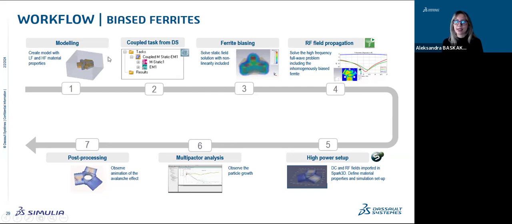First, a nonlinear static magnetic field simulation is performed to obtain the biasing field for the ferrite material. And then a radio frequency simulation will proceed. The big advantage is that you can do everything in one environment. Easy to go from one domain to the other with the same model. Then the device is given to Spark3D for multipactor analysis. And eventually, avalanche effects can be observed as a result.